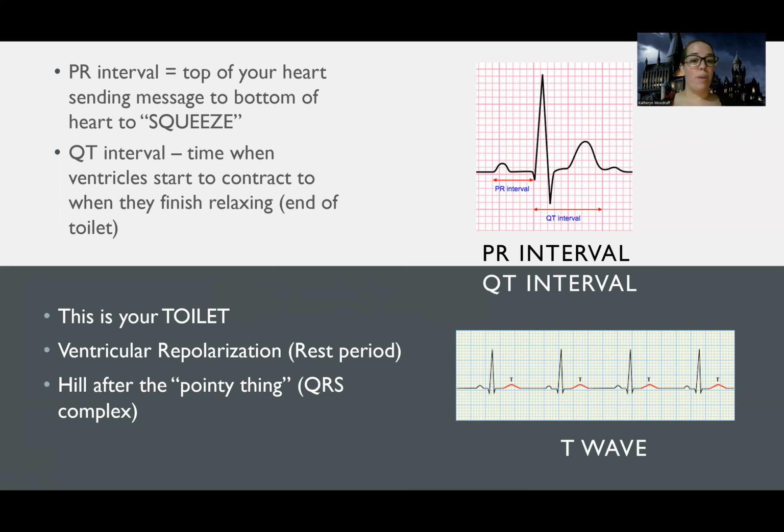If my patient's on a bunch of medications that lengthen that QT interval, they're going to be at a higher risk for that toilet flushing again early, or having a dysrhythmia. So I'm going to watch it really closely.